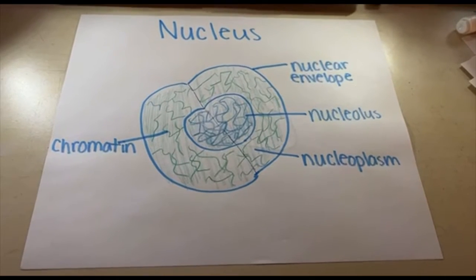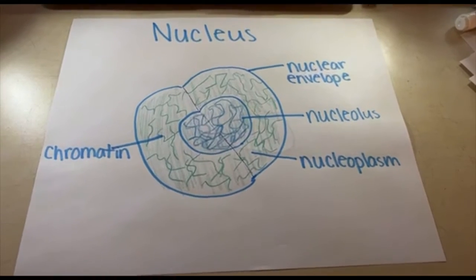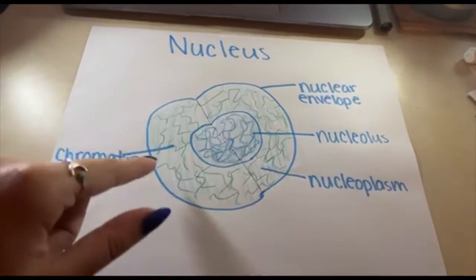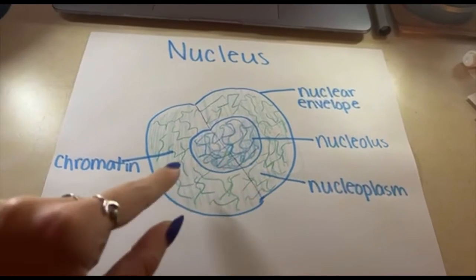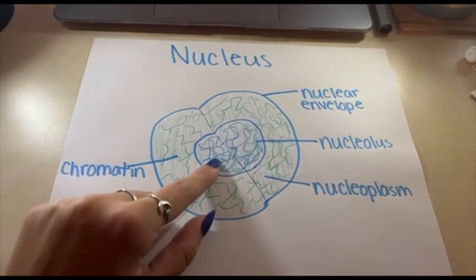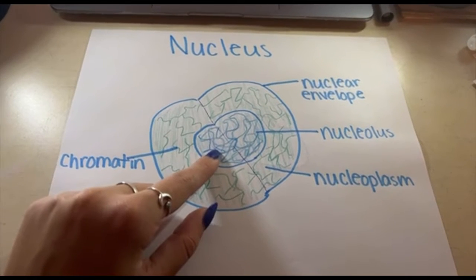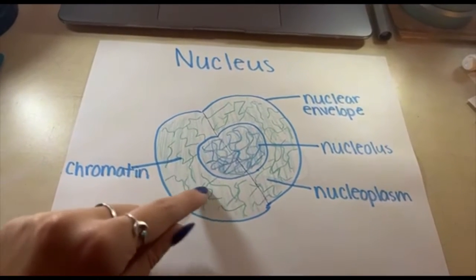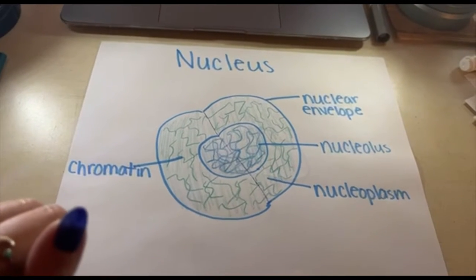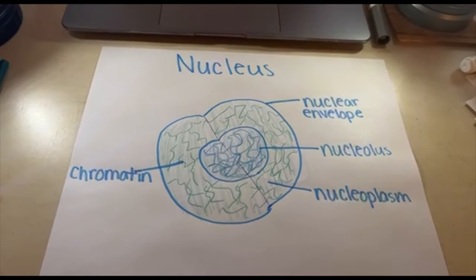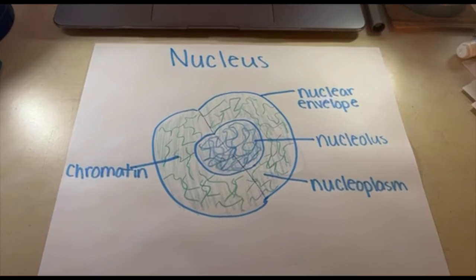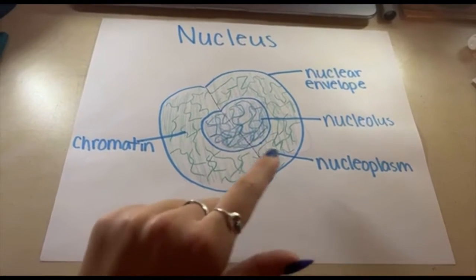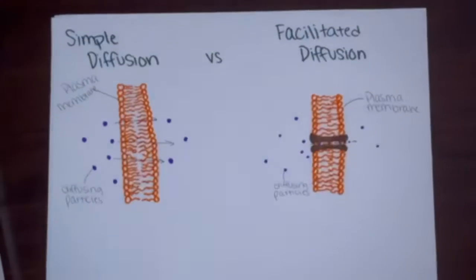Here we have the inside of a nucleus. There's a nuclear envelope, which is around the whole nucleus. We have in the middle the nucleolus, which makes ribosomes and contains chromatin. Here we have some more chromatin around the nucleus. This condenses to make chromosomes during cellular division, and the nuclear plasm, which is the whole inside of the nucleus.